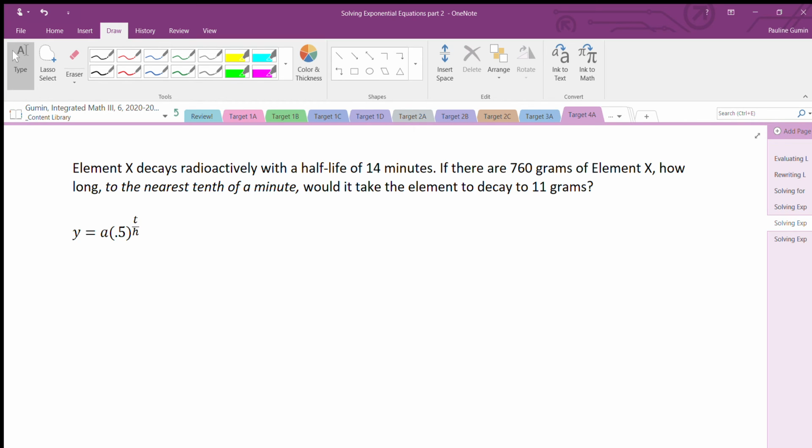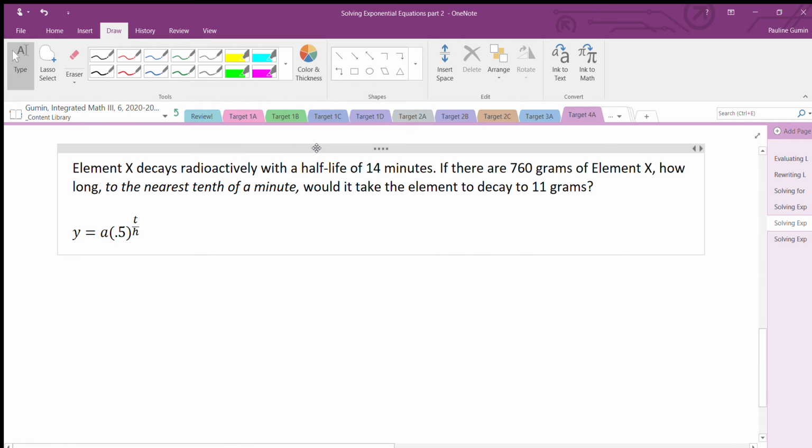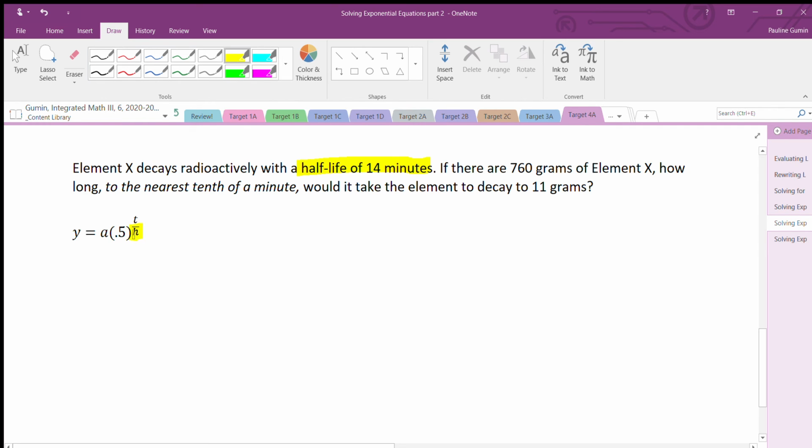Element X decays radioactively with a half-life of 14 minutes. There are 760 grams of element X. How long, to the nearest tenth of a minute, would it take the element to decay to 11 grams? So let's see what we have. First, we have a half-life of 14 minutes. That's what the H stands for. We're also told we have 760 grams. That's what the A stands for, the initial value. Lastly, we have our goal, which is 11 grams. That's going to be our Y.